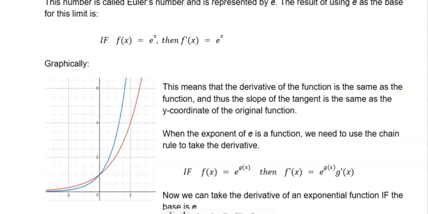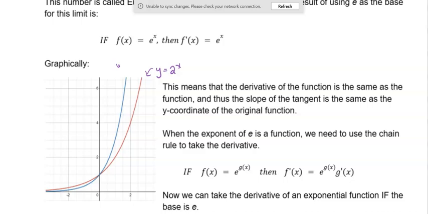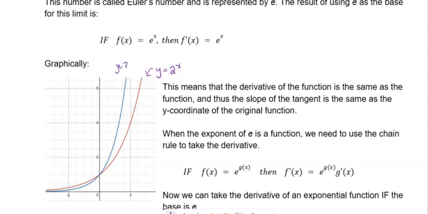In this graph, the red line is y equals 2 to the x, and this line is y equals 3 to the x. Then we have this really special function here, kind of in the middle, and this is y equals e to the x. This value e is somewhere in the middle between 2 and 3. It's about 2.7, et cetera, et cetera.